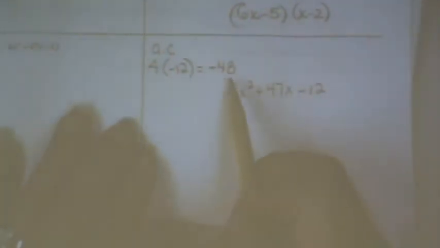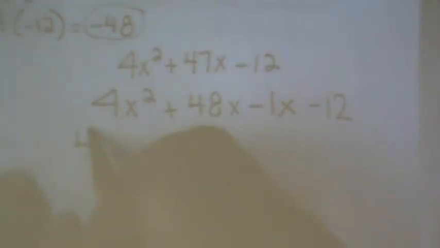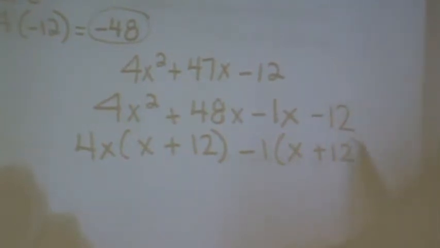So I need two numbers that multiply to give me negative 48, but add to be 47. So it's going to look like this. 4x squared plus 48x minus 1x, and then minus 12, right? So look at your first two terms. What am I going to take out? 4x. Good, 4x. You're left with x plus 12. And then these next two, you're going to take out a negative 1, and you're left with x plus 12. And what's your final answer?